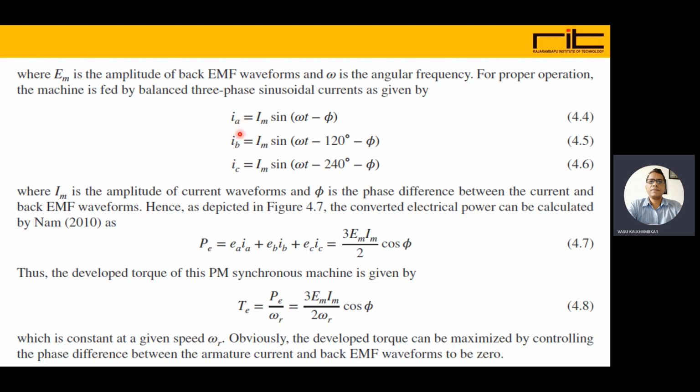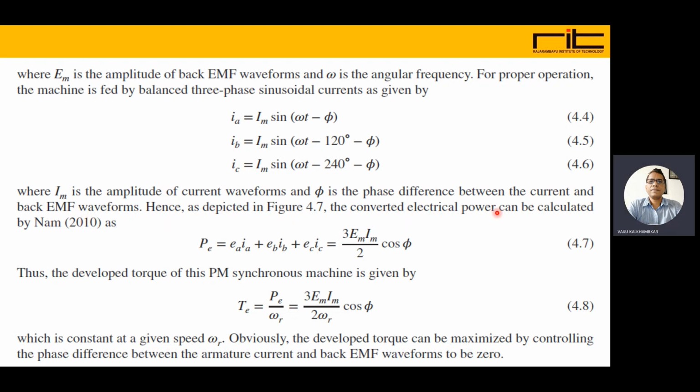So for phase A, current IA, for phase B current IB, and phase C IC, the magnitude of currents are given like this, and it is sine omega t minus phi, that is it will lag with a phase difference to the corresponding voltage equations or back EMF equations. So phi is the phase difference between the current and the back EMF.